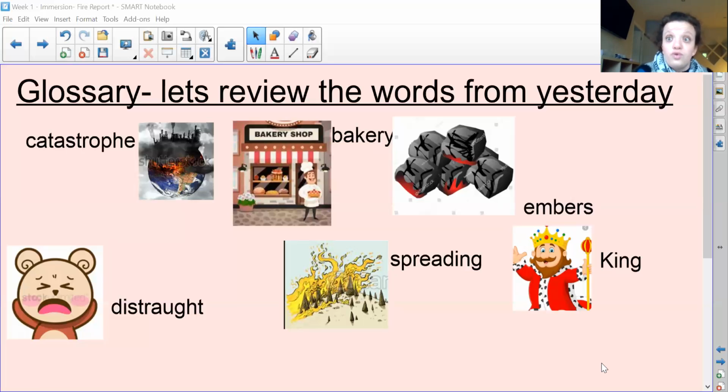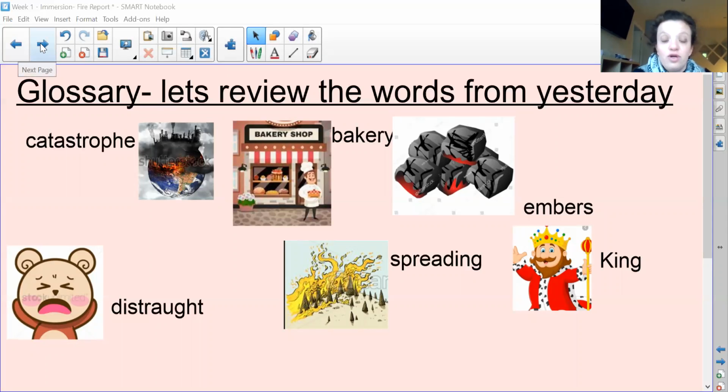We've got distraught, which means really, really sad, really, really upset. And spreading means something goes further and further on. It moves on and on and on like that. And also we've got the king. And we know what the king is. It's the person that's in charge of the country, top of the tree, that makes the rules of the land.